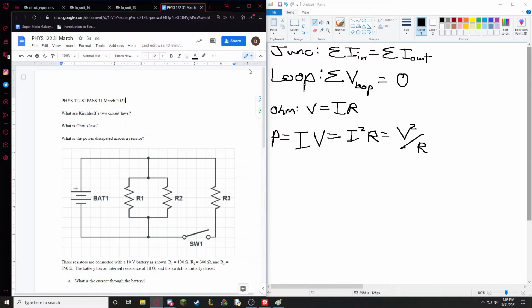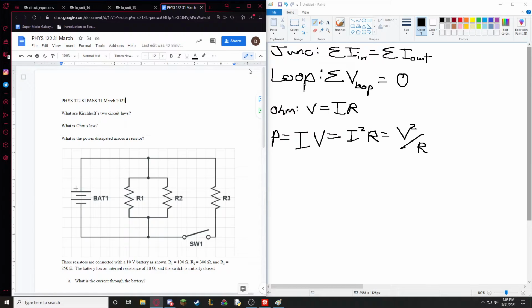We just went through and talked about Kirchhoff's junction and loop laws, where the total current in at any junction is going to equal the total current out, and then voltage around a loop is always going to be 0. And then we also talked about Ohm's law and the power dissipated across the resistor.